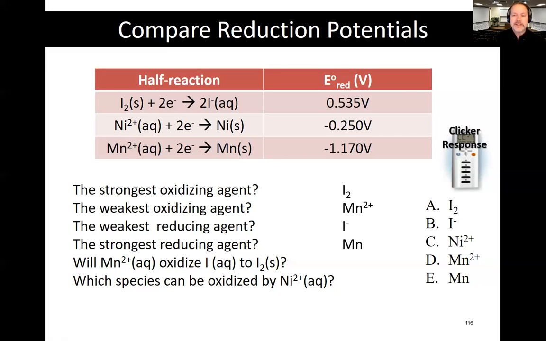Now we're going to look at these last two questions here. Can I use manganese 2 plus to oxidize I minus to I2? Now, instead of just talking it through, I want to try to lead you through my thought process in figuring this out. So I'm going to jump to another slide here and see if we can figure out how we can think through these different parts.